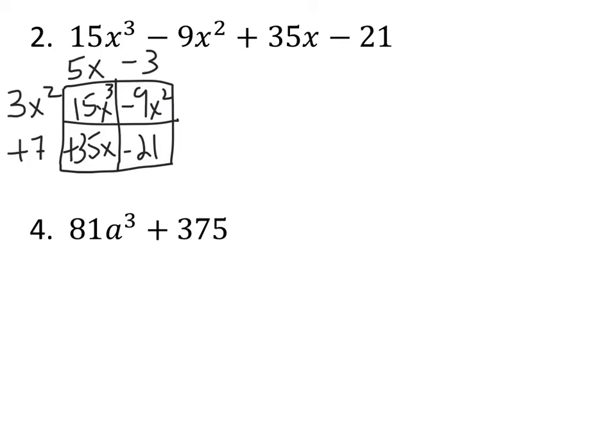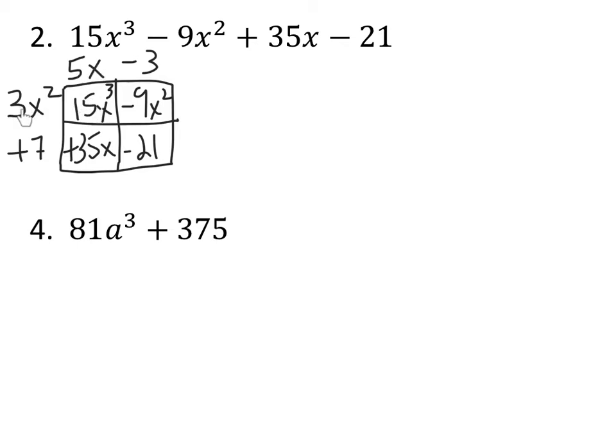in common. All right, so in the first column right here, I have a 5 in common and an x. Here I have a negative 3. Here I have a 3 and an x squared, and here I have a 7. And now I'm going to multiply these back and make sure I get this.